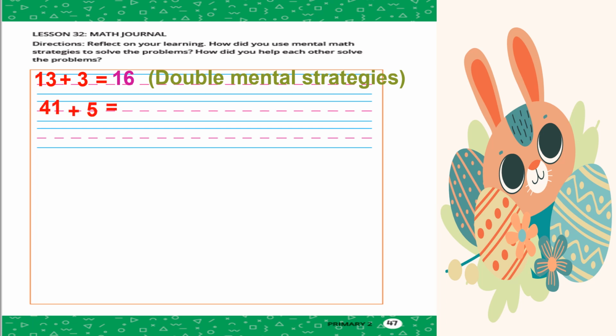41 plus 5. Now we will use the counting on strategy. So we will go forward 5 steps. After 41: 42, 43, 44, 45, 46.